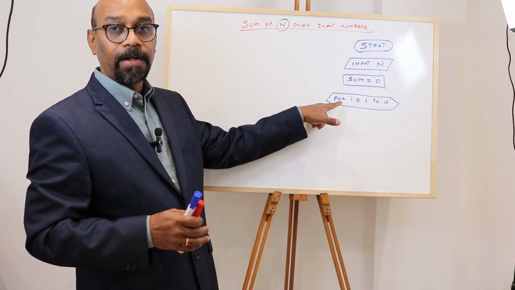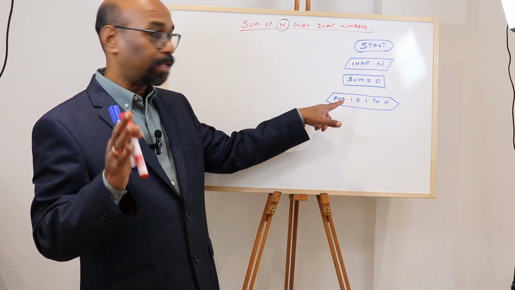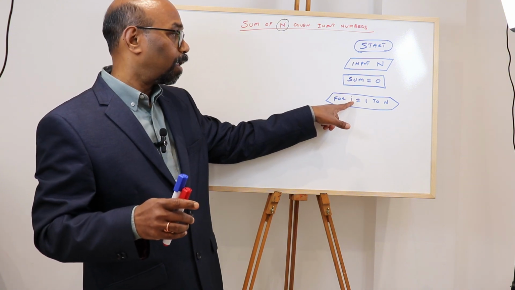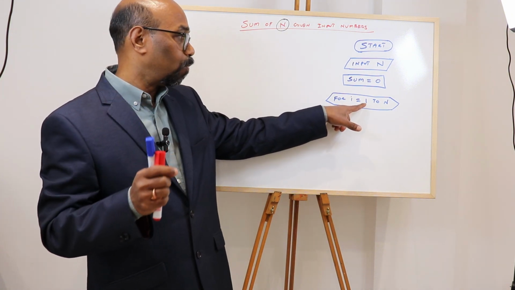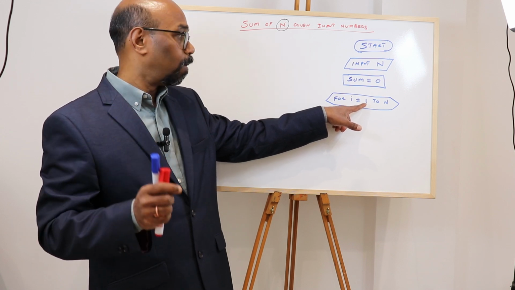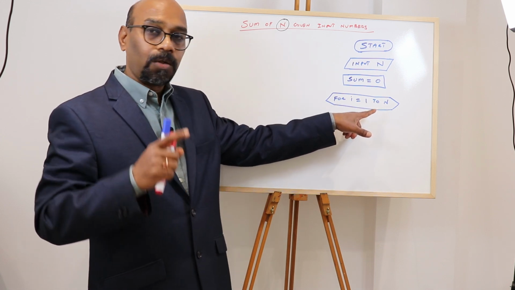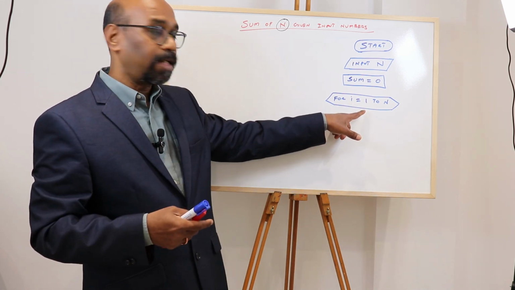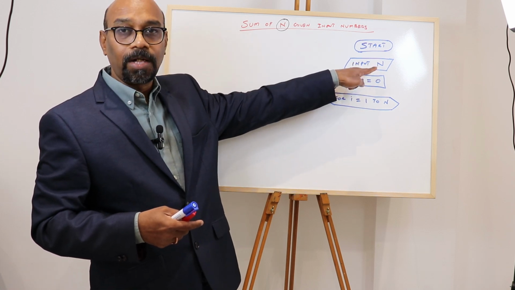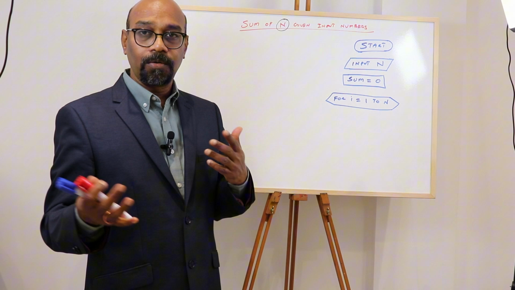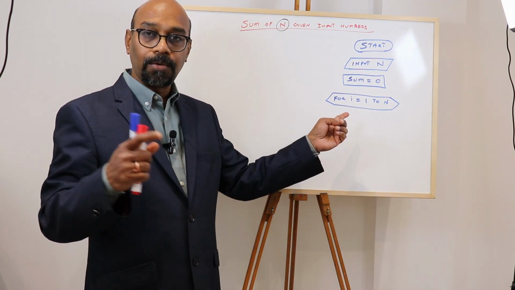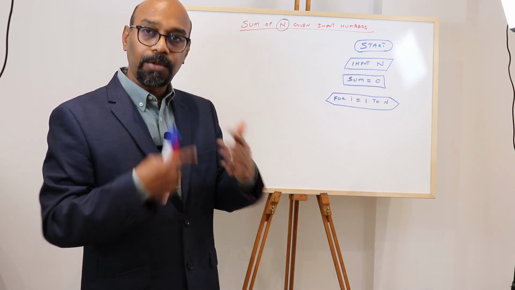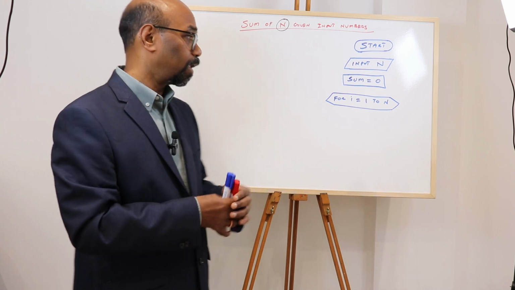For is a keyword. It's not a variable, sorry, it's a keyword. I is a variable, and the initial value of I is 1, that's the first value, to n. To n number of times this loop is going to repeat. What is n? That is our input. If we give 3, this loop is going to repeat 3 times. If we say 2, this loop is going to repeat 2 times. That is the total number of numbers.